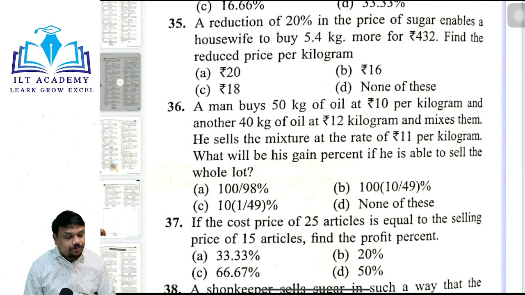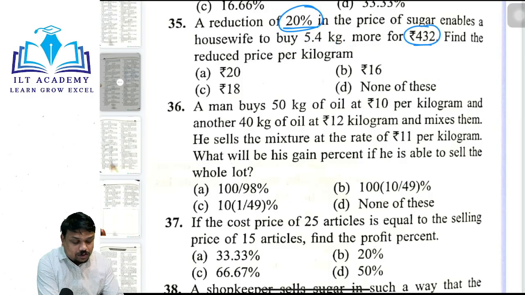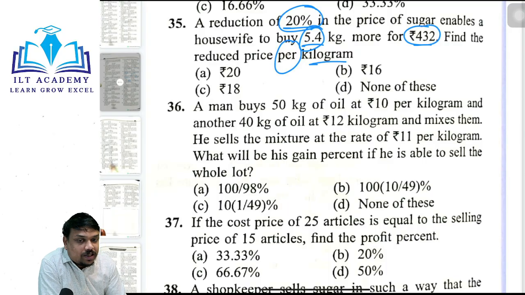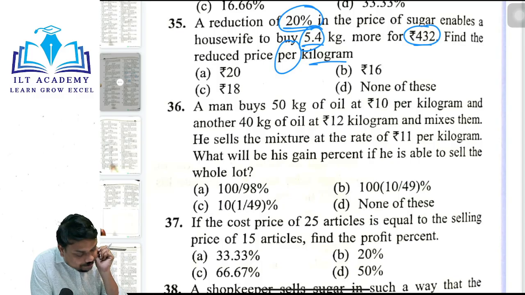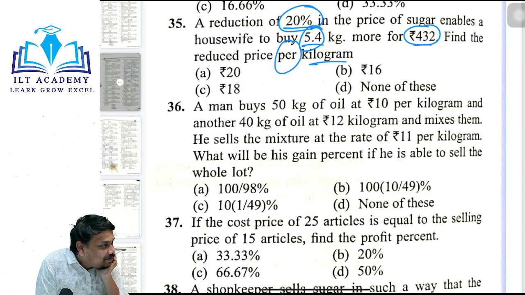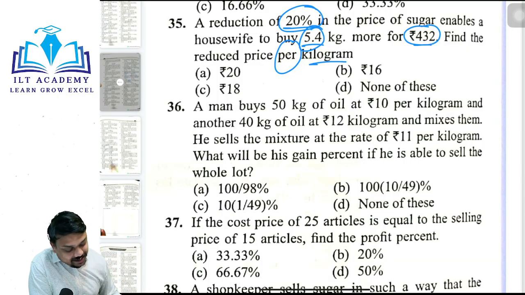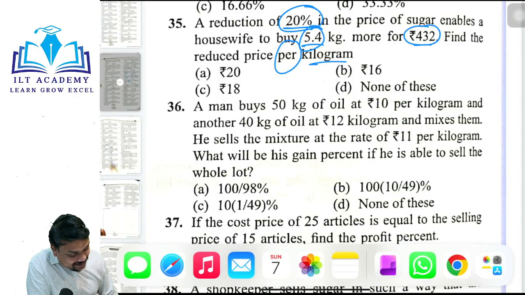थर्टी फिफ्थ क्वेश्चन देखो. अब देख, a reduction of 20% in the price of sugar enables a housewife to buy 5.4 kgs more for rupees 432. Find the reduced price per kilogram. ये भी 1 मिनट टाइम दे रहा हूँ. Exactly 1 minute. Please try it. क्या हुआ माँ? You were able to do anything? I got 16. You got 16. But answer is 20. So it's not like that.